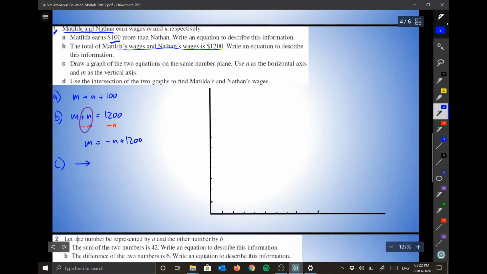Now we can go about plotting this information. I've already drawn up some axes here, so I'm going to label them. I'm going to go up by 200s here. Did I do that right? Yeah. And we're going to use the hint that we're given in the question. N is the horizontal axis and M is the vertical axis. And along here I'm just going to do hundreds.